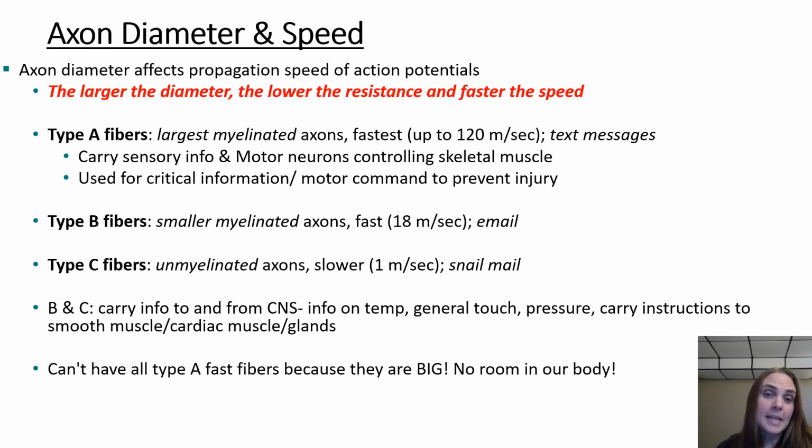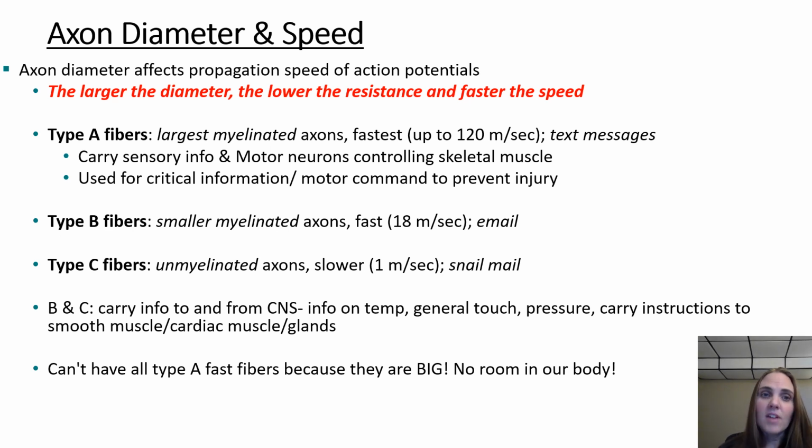So in addition to myelination, other things can affect the speed of the action potential in one neuron versus another. So the diameter of the axon can affect propagation speed. The larger the diameter, the lower the resistance to the current, and so the faster the speed. And we have three different types or categories of axons, or remember, sometimes we call our axons our fibers, nerve fibers. We have three different kinds of axons with varying speeds depending on if they're myelinated and their size.